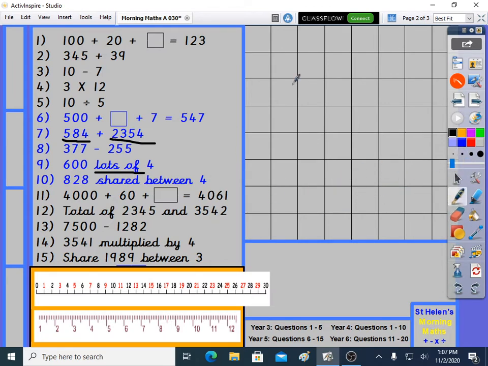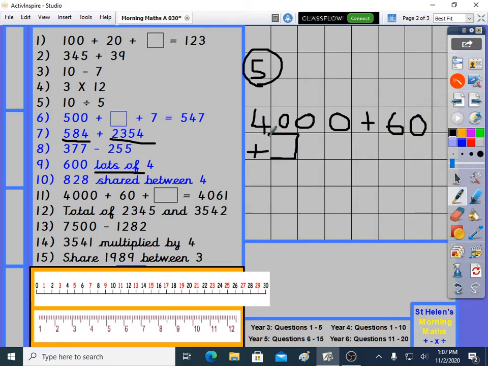Year 5 question 1 is 4,000 plus 60 plus something equals 4,061. Oh, I wonder what it could be. 4,000 plus 60 plus something equals 4,061. You can just hear that it's the 1 that's missing. The 1, we can do that straight away really, can't we? The 1 is what we haven't got in 4,061. So 1 goes in the missing box.